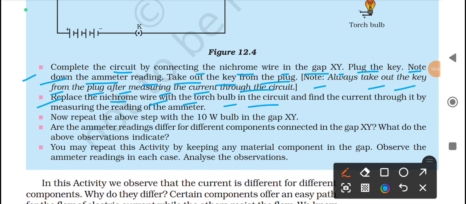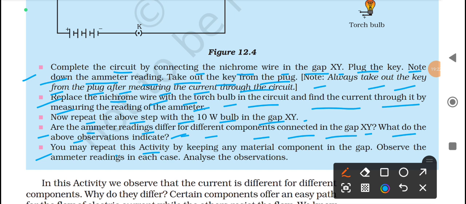Replace the nichrome wire with the torch bulb in the circuit. Find the current through it by measuring the reading of the meter. Now repeat the above step with the 10-watt bulb in the gap XY. Does the ammeter reading differ for different components connected in the gap XY?